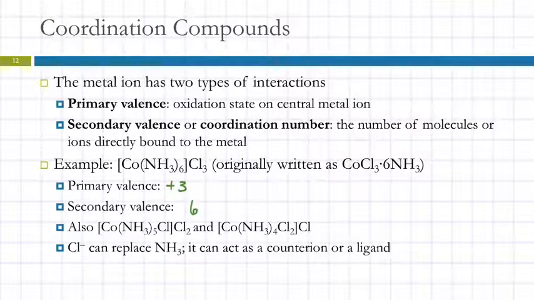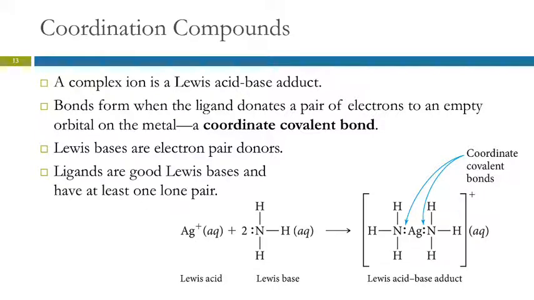There are other variations with the same chemical formula because the chloride can replace ammonia, as it can either be the counterion as we see it up here, or it can be one of the ligands. And so you can have cobalt with 5 ammonias and 1 chloride as the ligand and 2 chlorides as counterions, or you could have 2 chlorides as ligands with 4 ammonias. Lots of variations. So a complex ion is really a Lewis acid-base adduct.